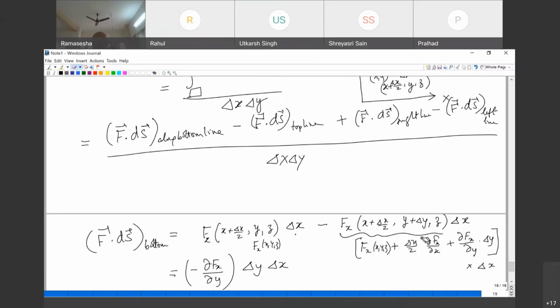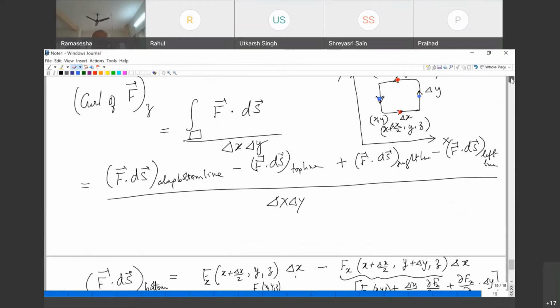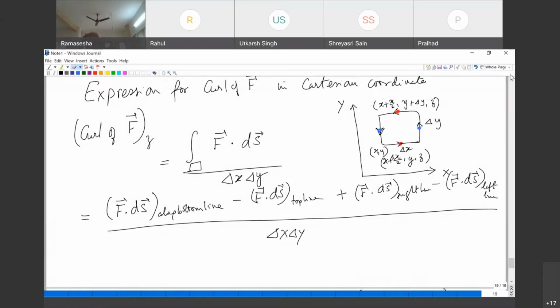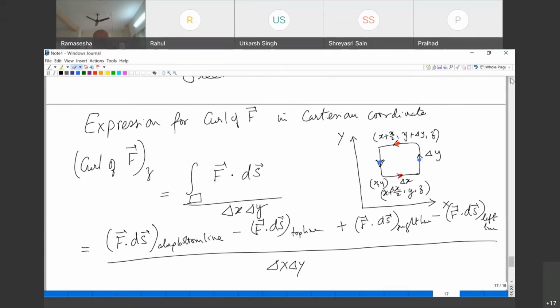Sir, I understood for f dot ds at the bottom. Why do we have to consider the bottom line and the top line? Because you are doing a cyclic integral, which is around a closed curve, and you are defining curl or rotation. It's around a closed loop, and the loop is a square loop that I have taken. I was looking at rotations.